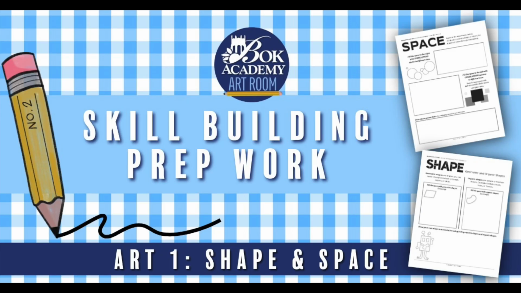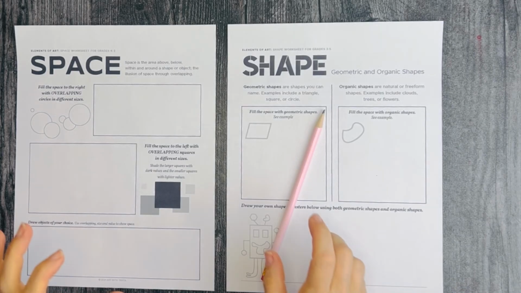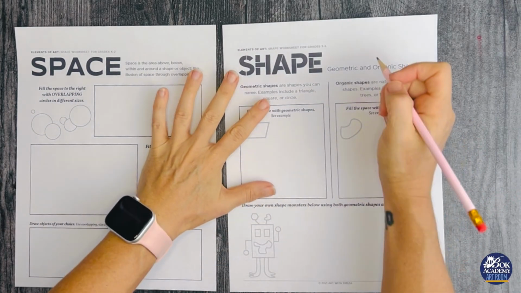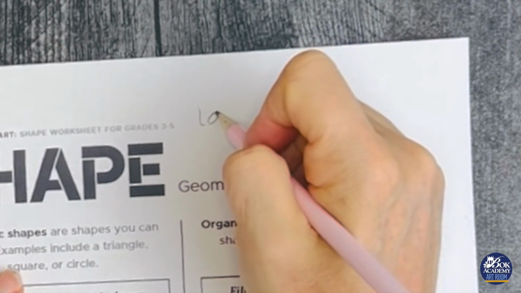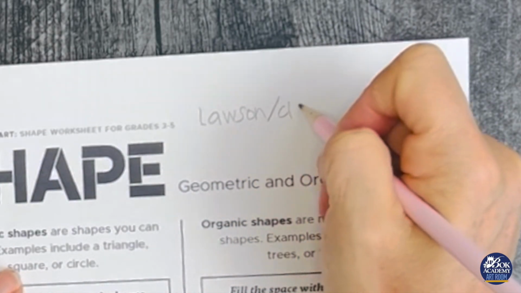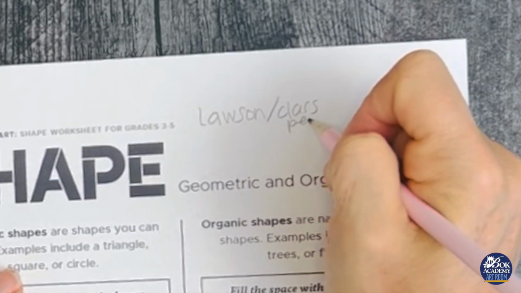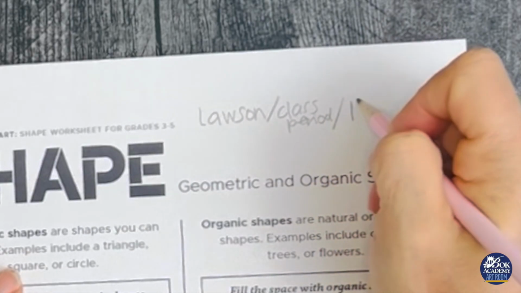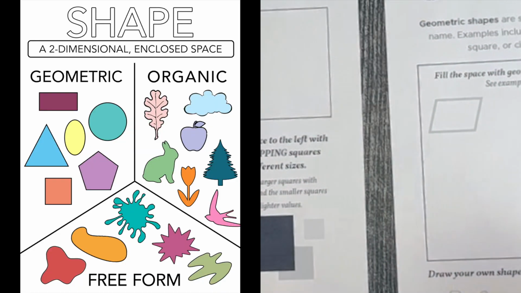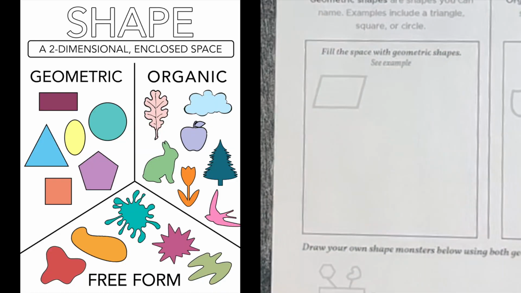Okay, we are working on shape in space. So you'll have this, it'll be front to back, not side to side. Whatever paper is looking at you first, don't forget to write your name, slash your class period, whatever that is, slash your number. Again, depending on which one is looking at you at top. We're going to start with shape.